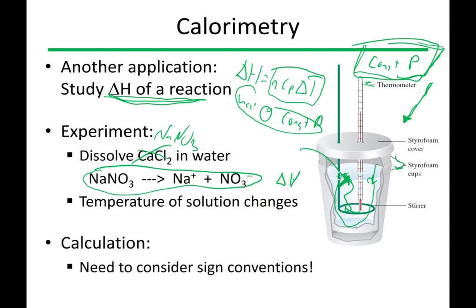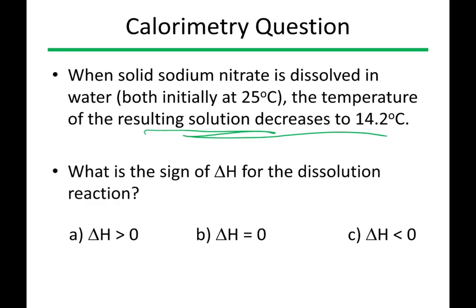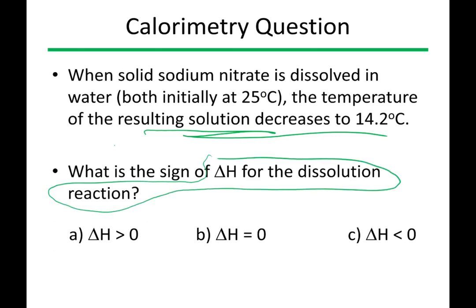We have to be a little bit careful when we're considering sign conventions for this. So let's think about this question in general. Say we're going to dissolve some solid in water. They're both initially 25 degrees Celsius, and the temperature of the solution or the water is going to decrease. So in this case, if the water decreases, think about the delta H for the dissolution reaction. Something important to note for this is that the system is just the salt dissolving and does not include the solution after the reaction, but just the process of dissolving the salt.